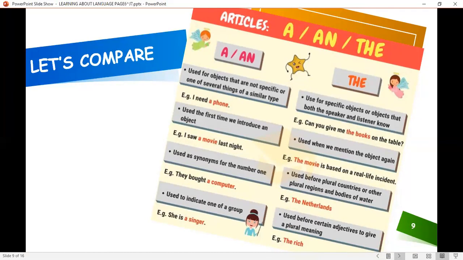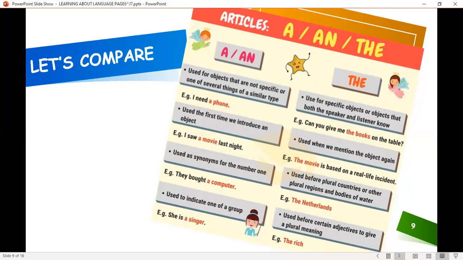A and an are used as synonyms for the number 1. For example, they bought a computer. Now, in this example, one is replaced by a, while the is used before plural countries or other plural regions and bodies of water. The is used for plurals, while a and an is used for singular or one.